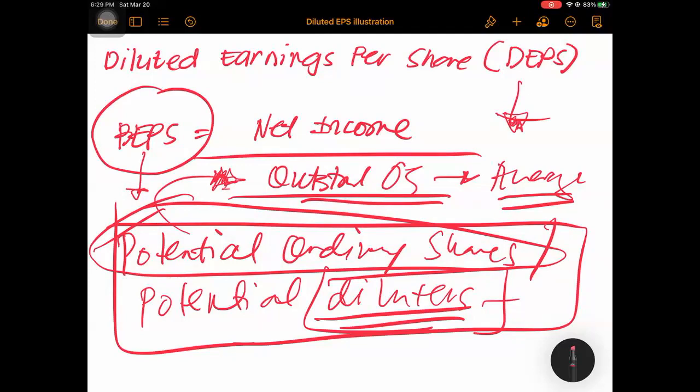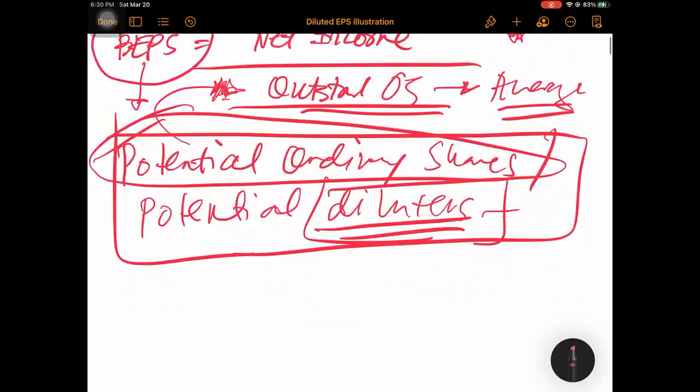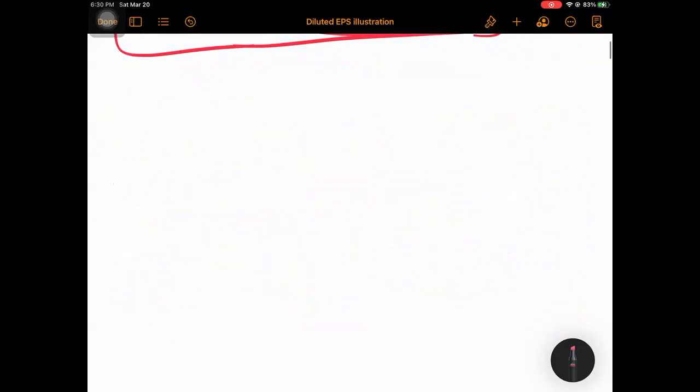Who are these? In other words, potential ordinary shares are financial instruments that represent the future issuance of ordinary shares. Basically, these are financial instruments that represent future conversion or future issuance of ordinary shares. So, who are these potential ordinary shares or potential diluters? We have three types of potential ordinary shares.